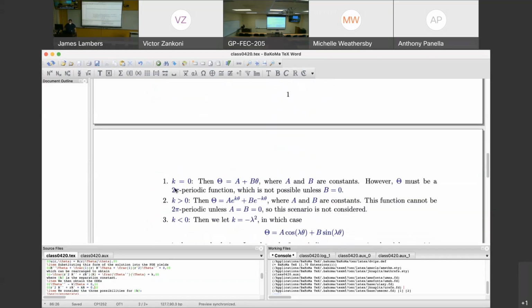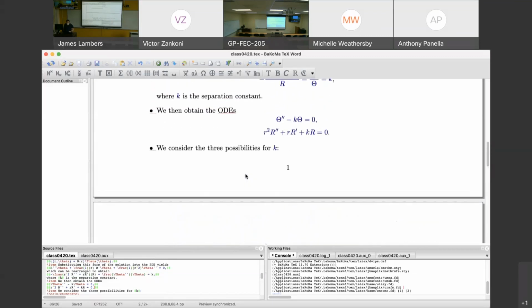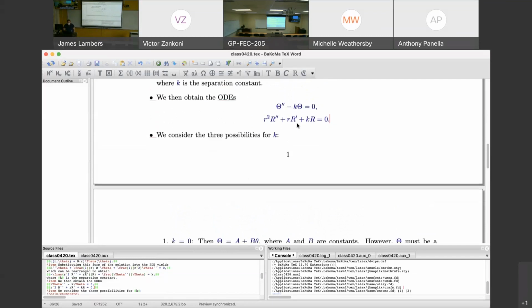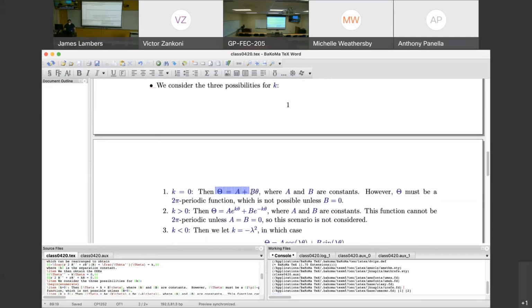First case, k equals 0. Focusing on the theta equation, the theta ODE reduces to capital Theta double prime equals 0 if k is 0. So that means that capital Theta would have to be a linear function of little theta, something of this form, for some constants a and b describing the y-intercept and slope.